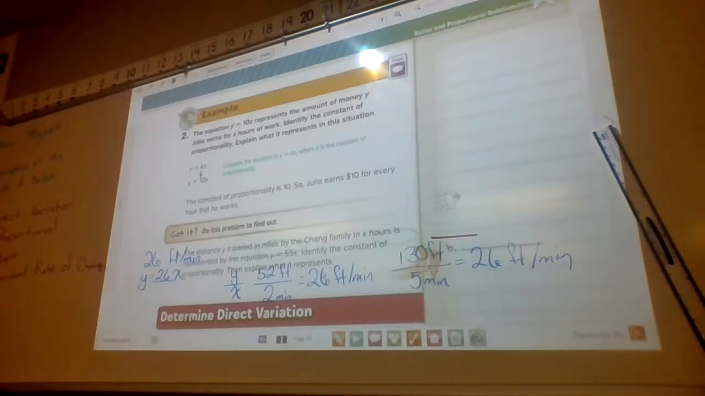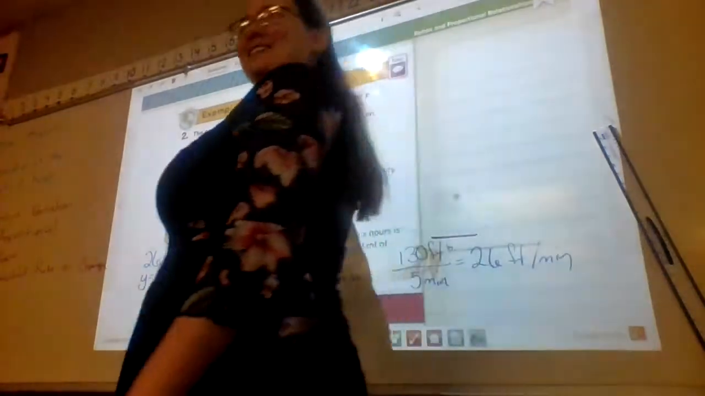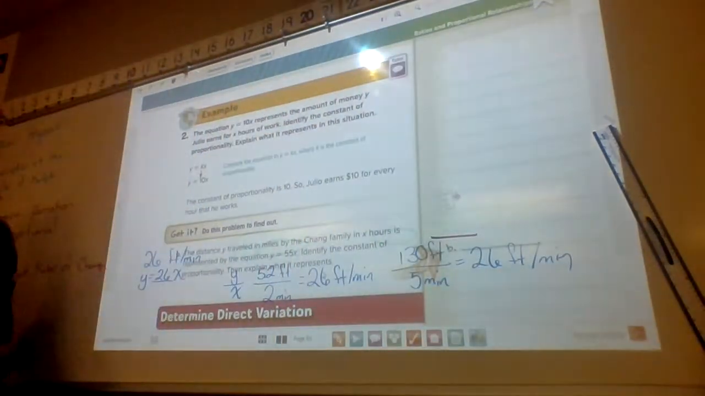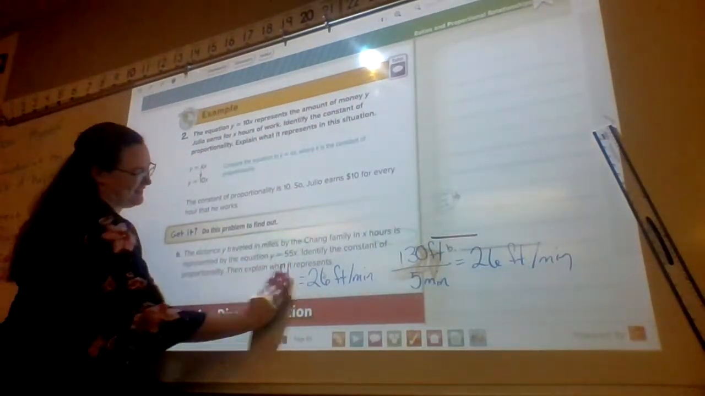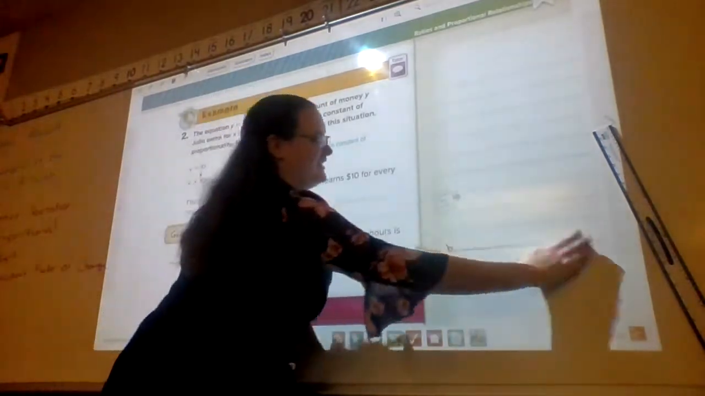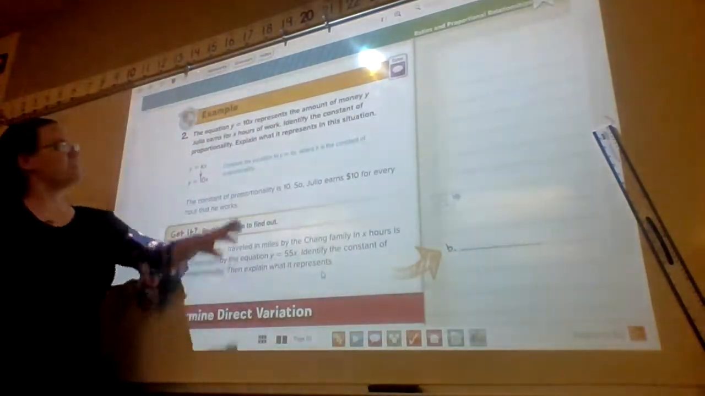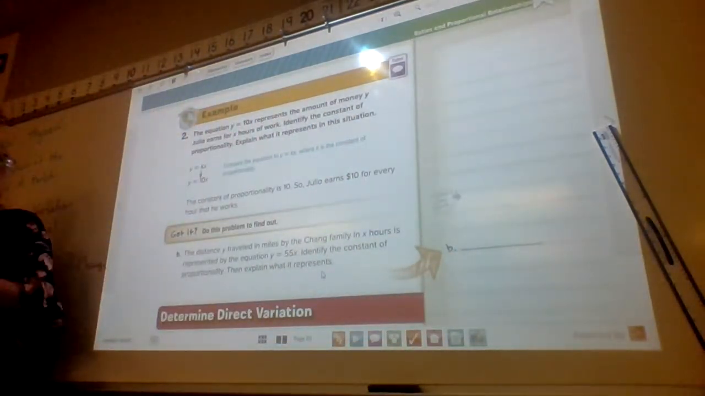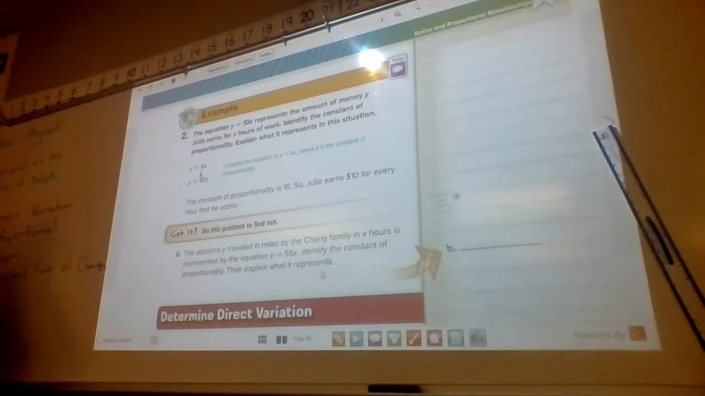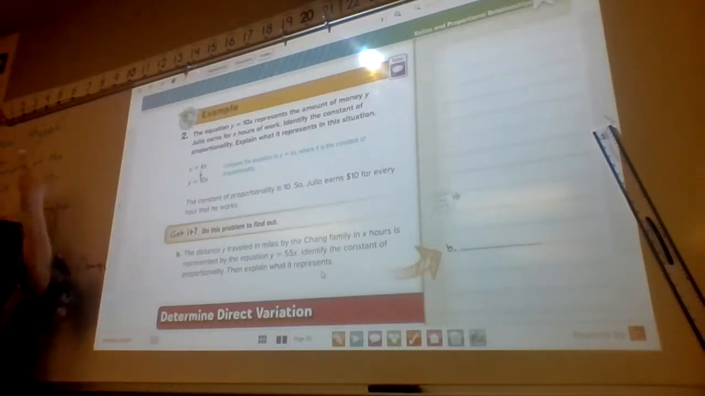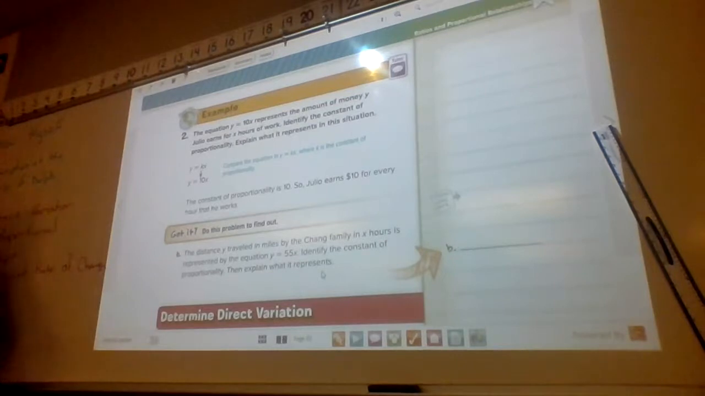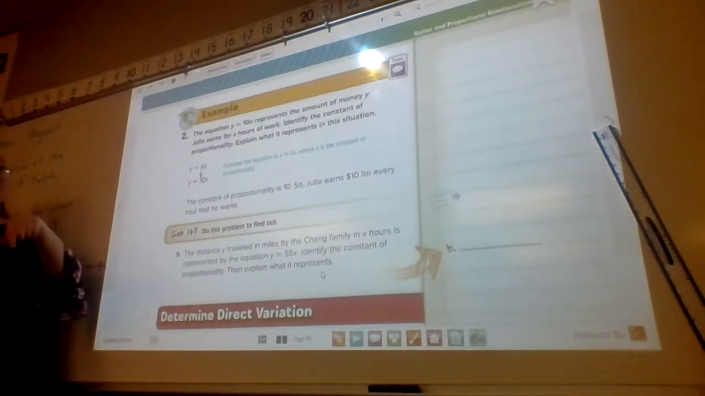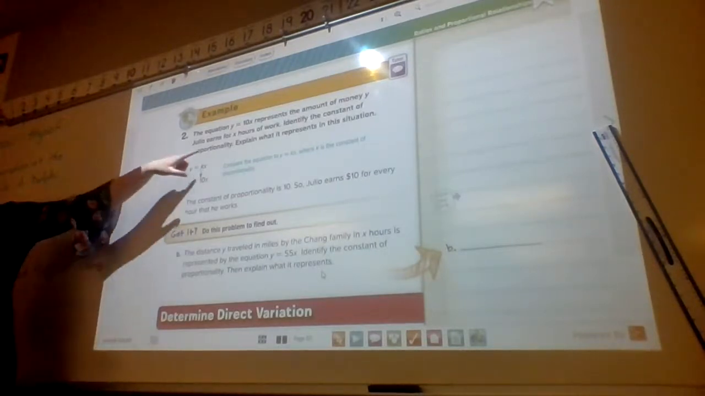All right, so now we're going to move on to a different style. Oh, this one is very easy. I like this one. This one is very, very easy. The example up here says the equation y equals 10x represents the amount of money y Julio earns in x hours of work. Identify the constant of proportionality. Explain what it represents in this situation. So what does y represent? What does the y mean?